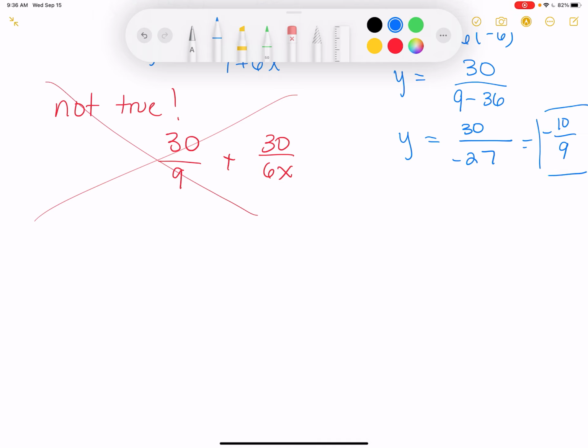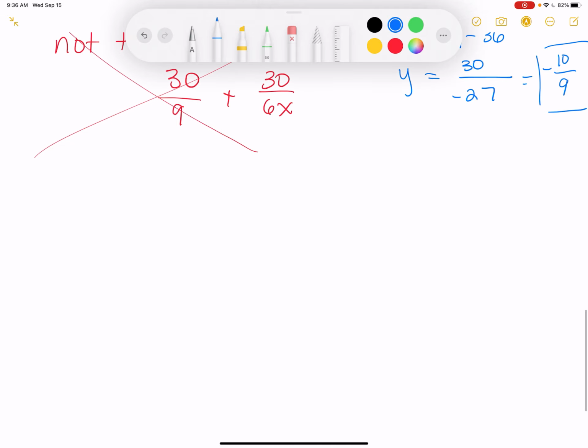The iPad just jumped up there. All right.